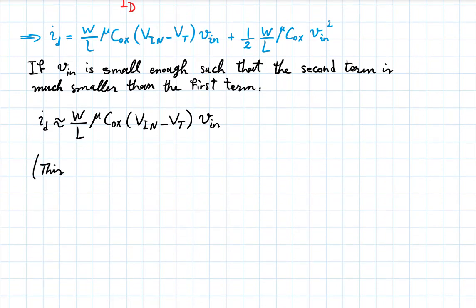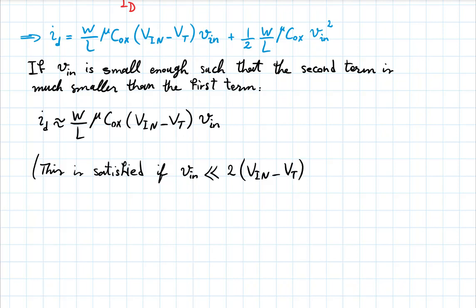This is satisfied if your small signal input is much smaller than 2 times V in minus VT, right? Because the rest are in common between those two terms, right? W over L mu C ox. There's a factor of 2, which is not really the big deal.